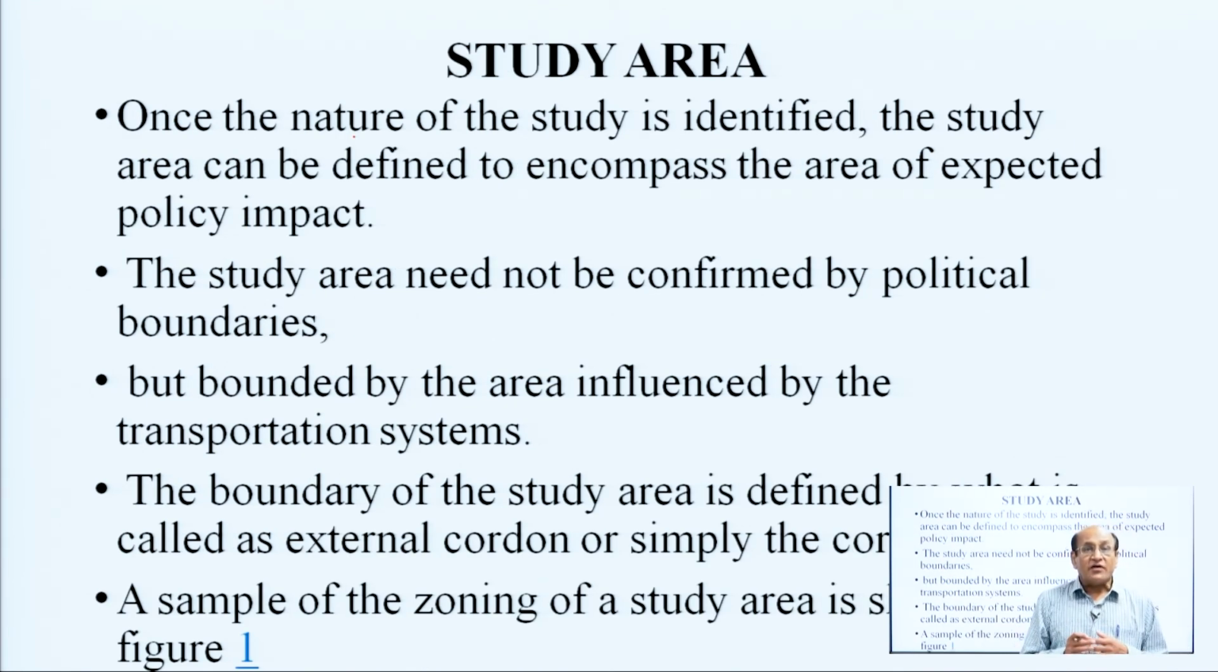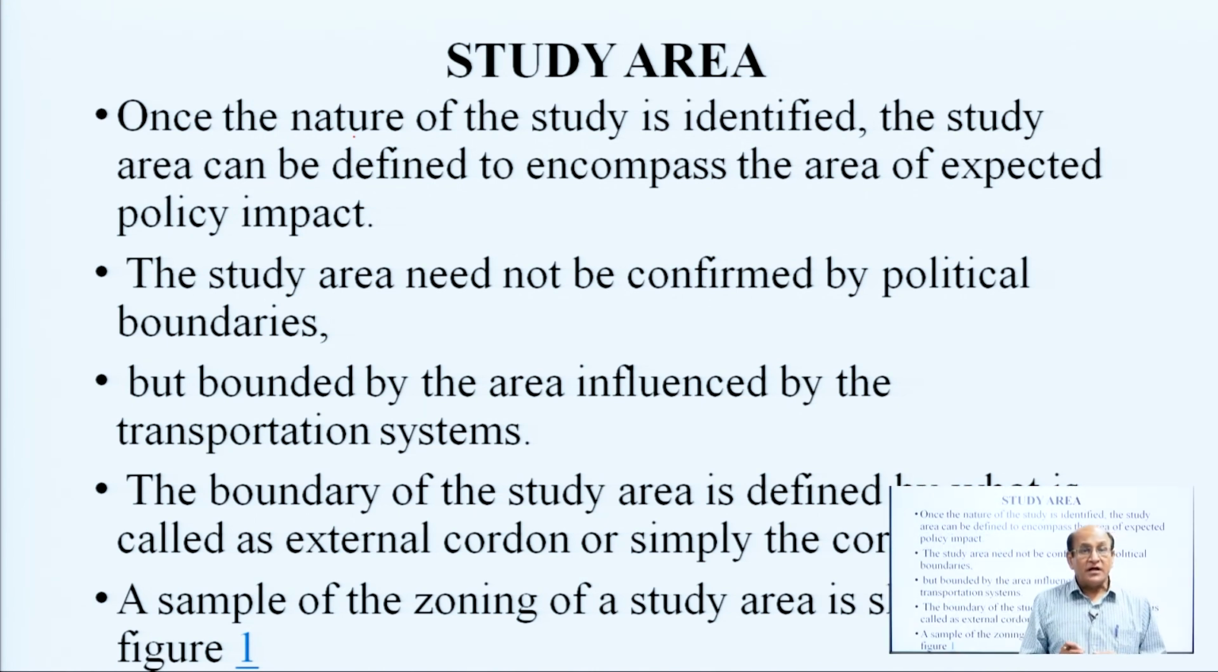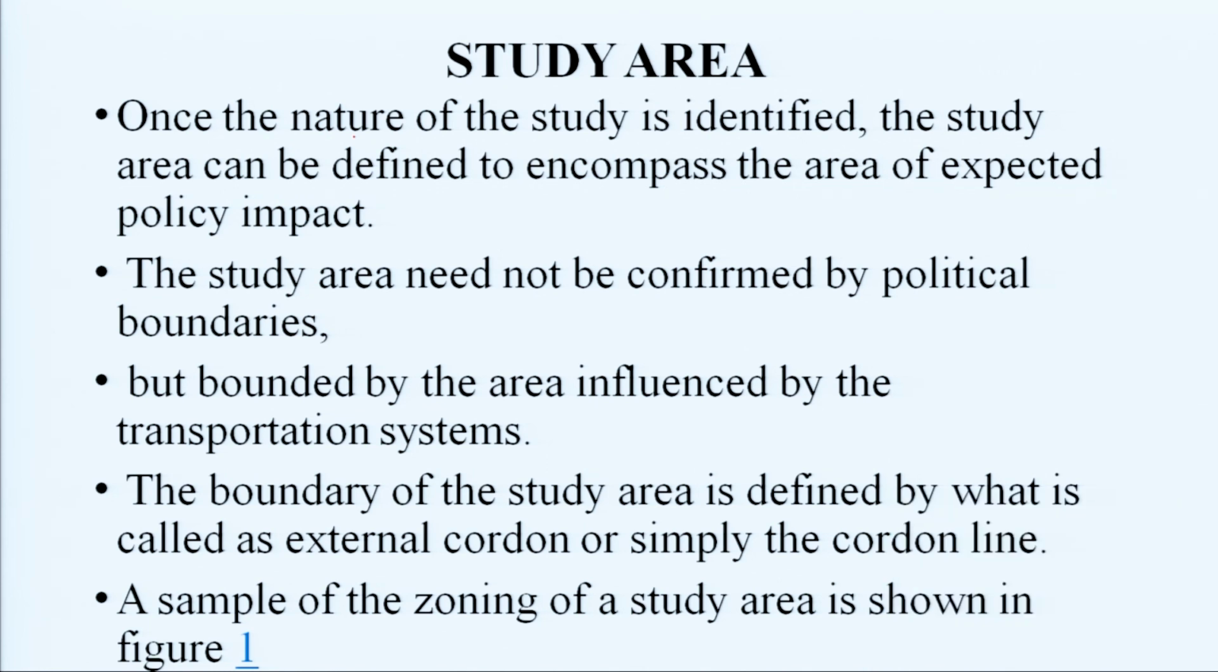Once the nature of a study is identified, the study area can be defined to encompass the area expected to be affected by policy impact. This area need not conform to the political boundary, but is bounded by the area influenced by the transportation system. The boundary of the area is defined by what is called the external cordon or simply cordon line.